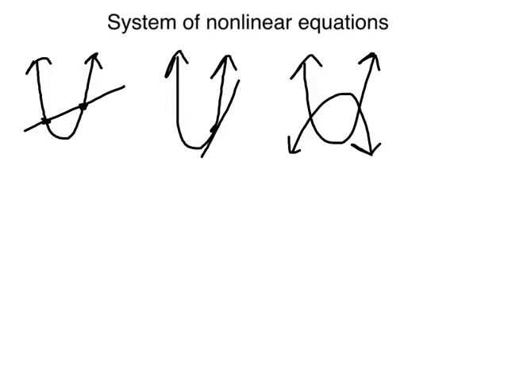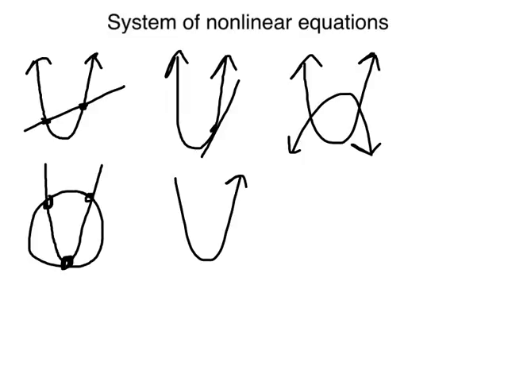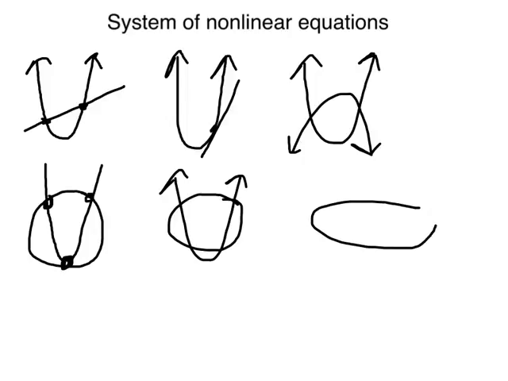Let's look here. We could have a circle with a parabola that touches down right there, so it crosses at 3 points. Or that circle could be moved up on our parabola and it could cross at 4 points. We could have an ellipse and a hyperbola, and that crosses at 4 points.